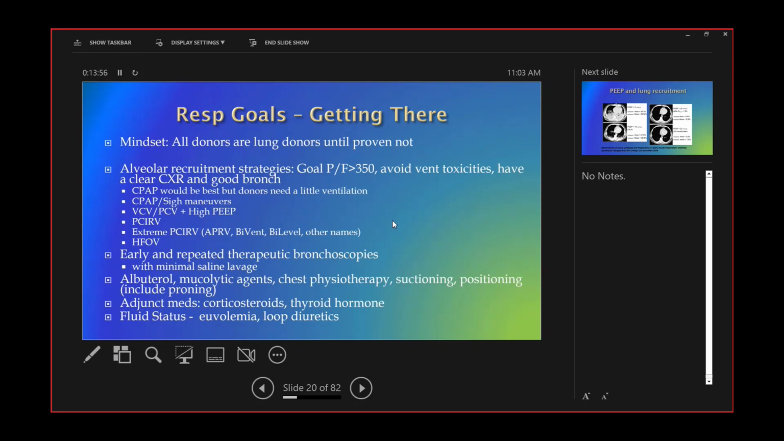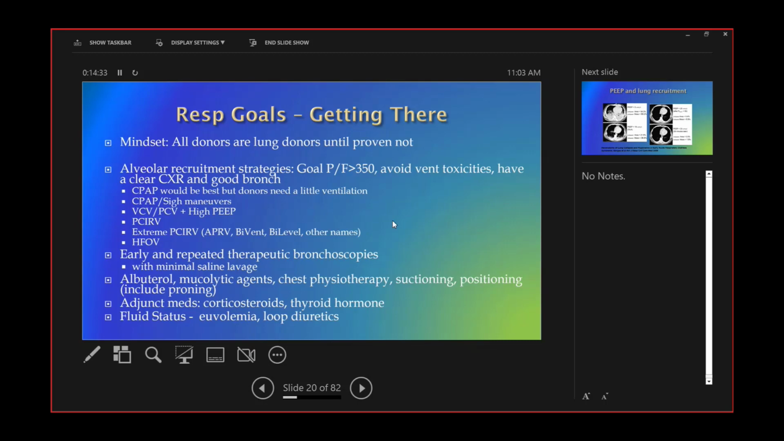And so if we look at maneuvers you can do with a ventilator, probably the best recruitment maneuver you can do with a ventilator is CPAP. Just straight CPAP at 25 or 30. We know that. There have been studies that have done that, and that's great, but you also need to ventilate patients, so you can't do straight CPAP. So you can do CPAP and sigh maneuvers. You can do volume control with a high peak. You can do pressure control inverse ratio ventilation, or you can do what I call extreme pressure control inverse ratio ventilation, which goes by the name of either APRV or bivent, bilevel, or other names depending on the ventilator company, or the high frequency oscillator that we alluded to that we're never going to do.